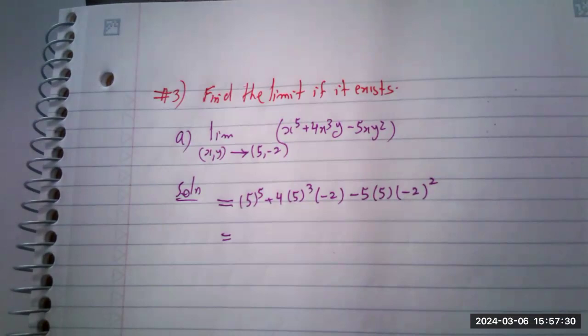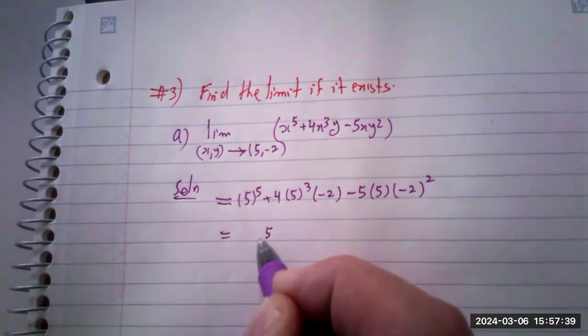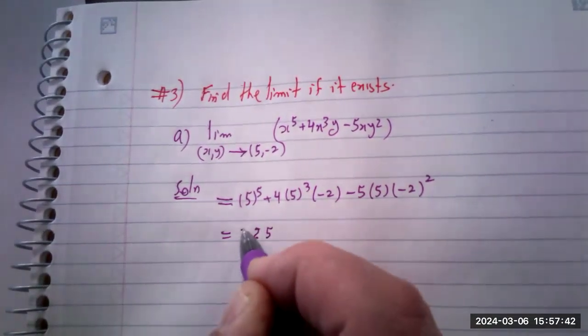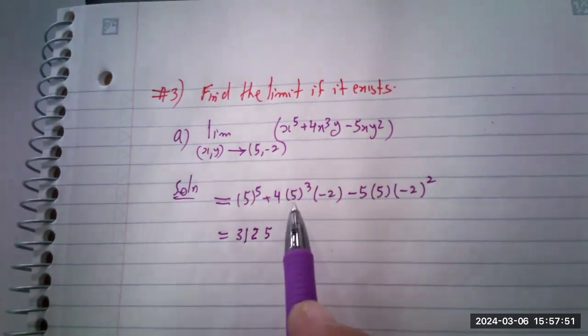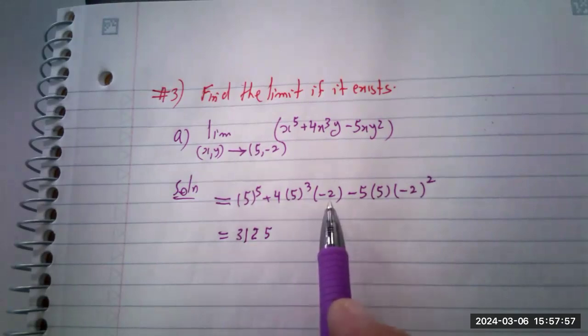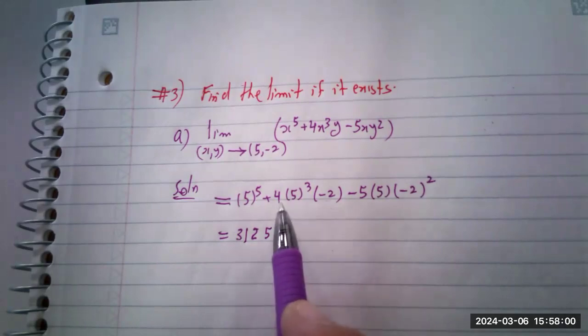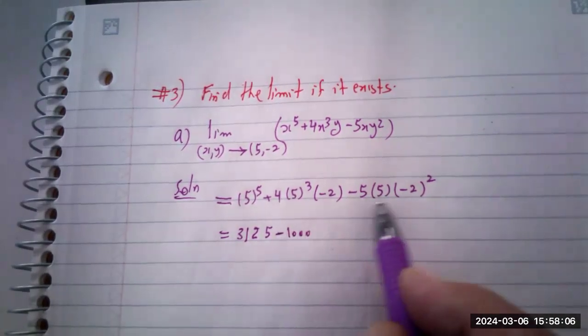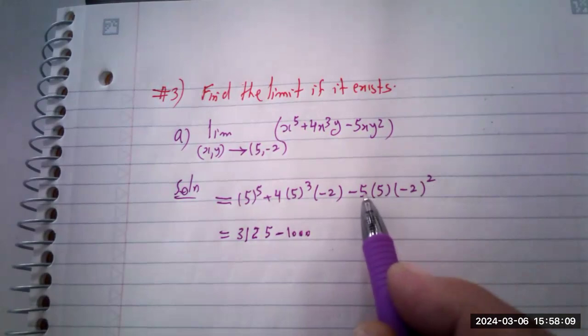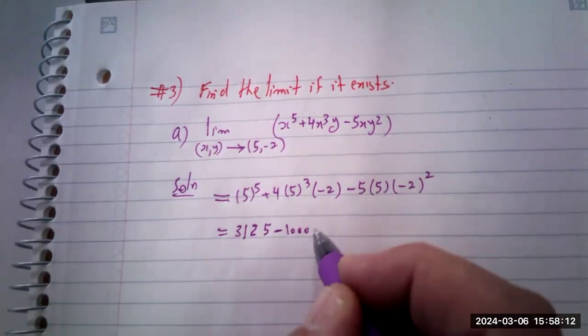5, 25, 125, 625. So 5 times 625 is 3,125. I think that's the one. Check it with your calculator as well. The next one is 5 cubed, which would be 125. 2 times 125 would be 250. 250 times 4 would be 1,000. So that gives a negative 1,000. And over here, negative 2 squared would be 4. 4 times 25 gives you 100.